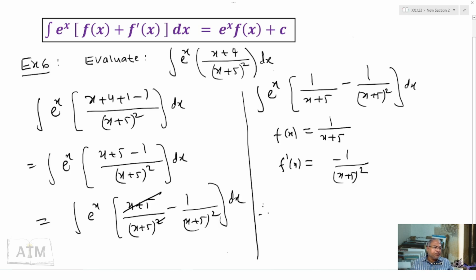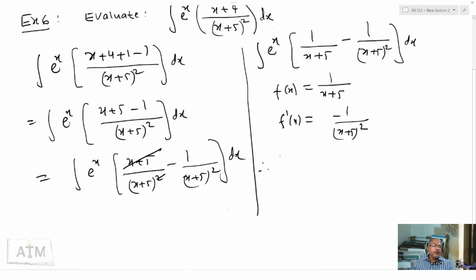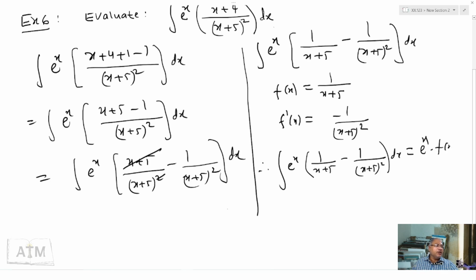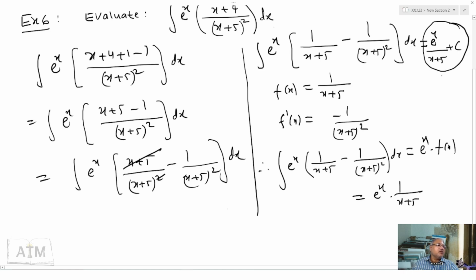Therefore, the integration of e raised to x times 1 upon x plus 5 minus 1 upon x plus 5 whole square with respect to x equals e raised to x into f of x. What is f of x? That is 1 upon x plus 5. So what is the final answer? The final answer of this is nothing but e raised to x upon x plus 5 plus c. This is the final answer.